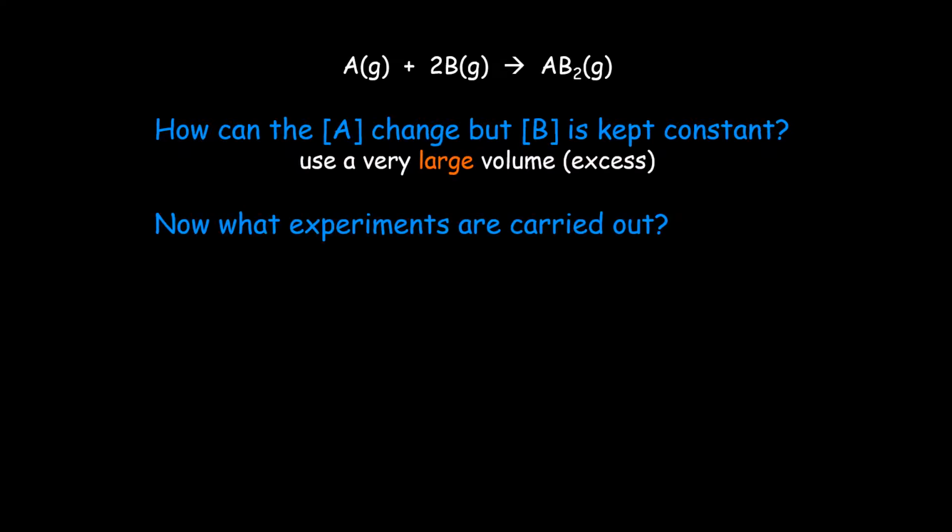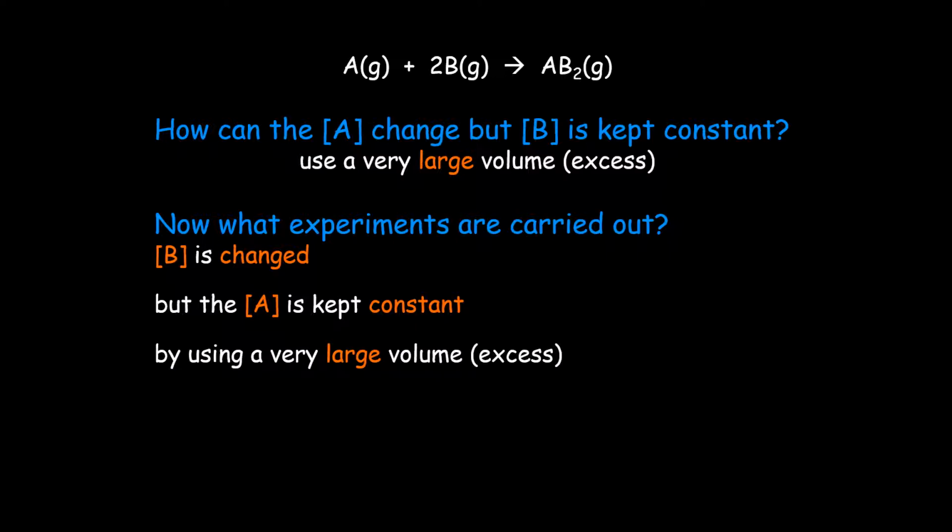Use a very large volume of B, which is an excess. B's concentration is changed, but the concentration of A is kept constant by using a very large volume, which is an excess of A.